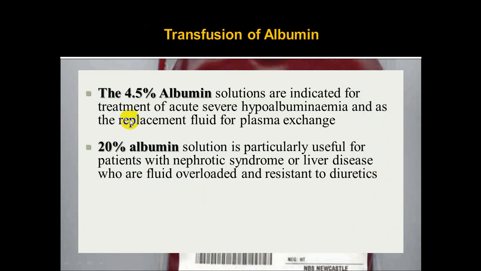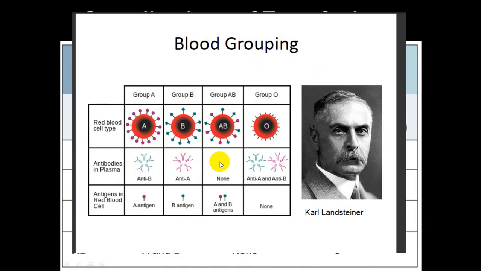Transfusion of albumin, of two types of albumin, 4.5 and 20%. 4.5% albumin is indicated for treatment of hypoalbuminemia and as replacement fluid in plasma exchange. 20% albumin is essential for treatment of nephrotic syndrome resistant to diuretics. Blood group, Karl Landsteiner was the first to describe blood groups, and we talk about types of blood groups.